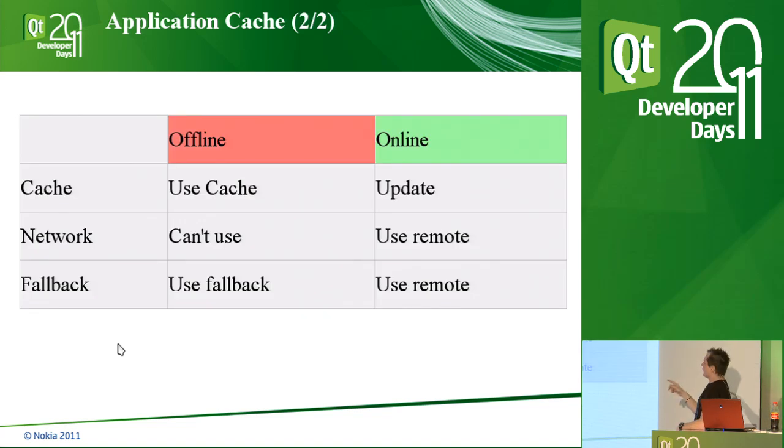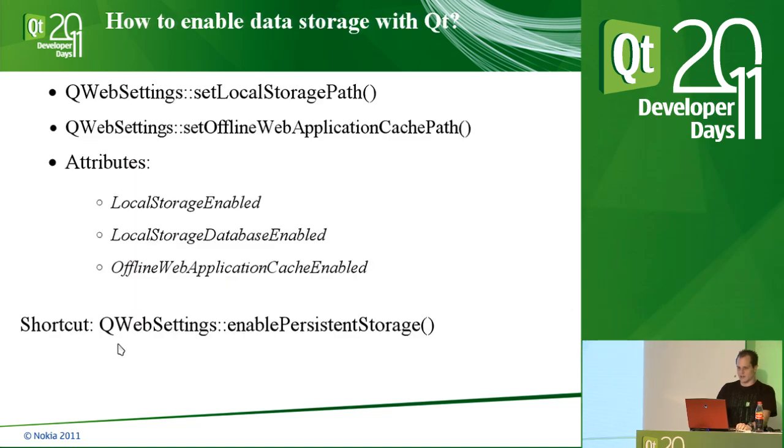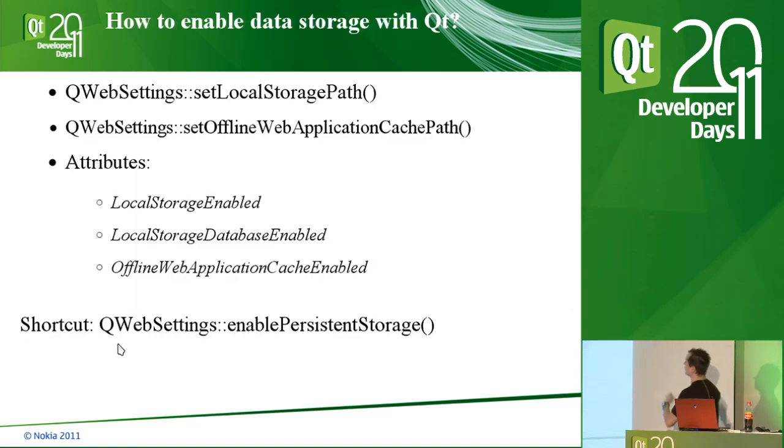And so if you're offline, then fallback will use the fallback. And if you're online, of course, it will use the remote. So same as the network, right? How do you enable data storage with QtWebKit? In QWebSettings, you can set the local storage path.